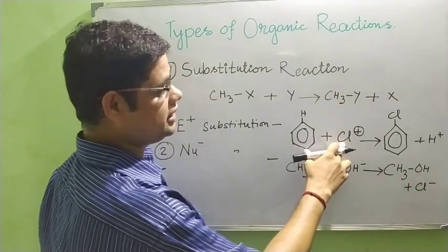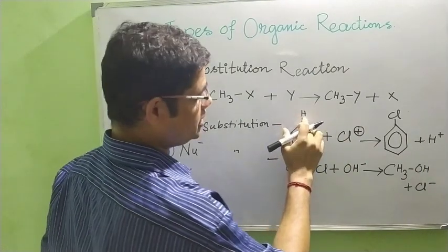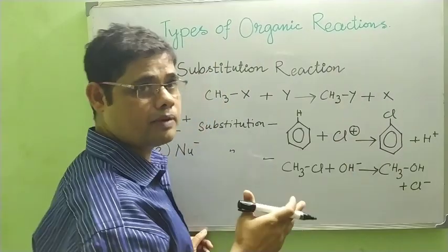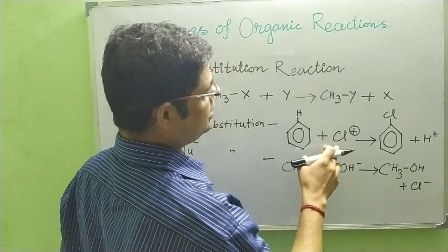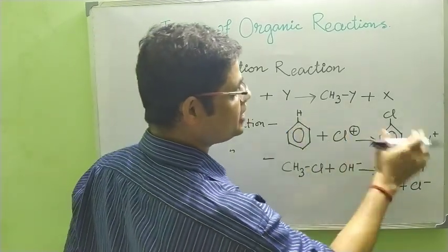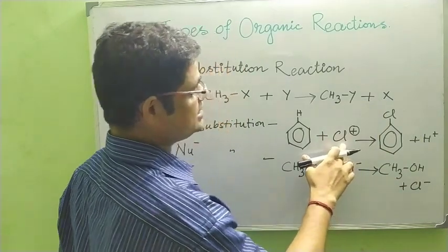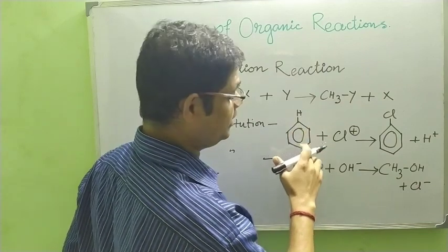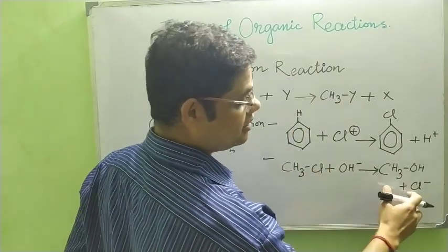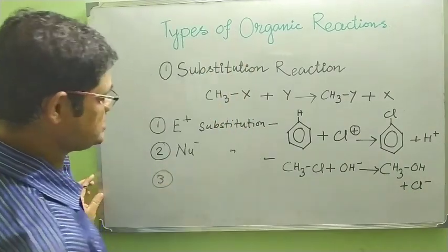This electrophile substitutes this hydrogen, and here H plus is removed and chlorine sits in that position. Now minutely observe that Cl plus substitutes H plus. So we can say that an electrophile substitutes another electrophile. Here a nucleophile substitutes another nucleophile.